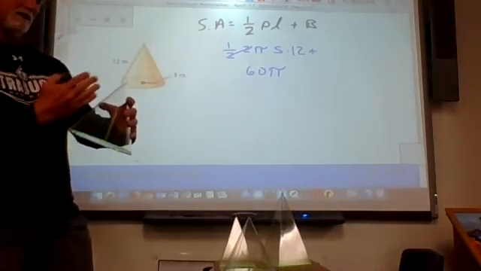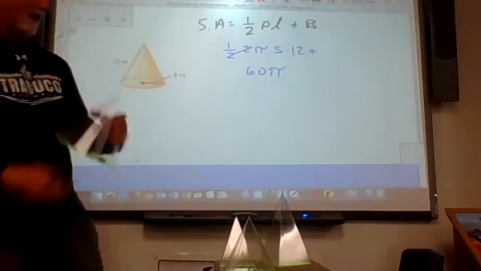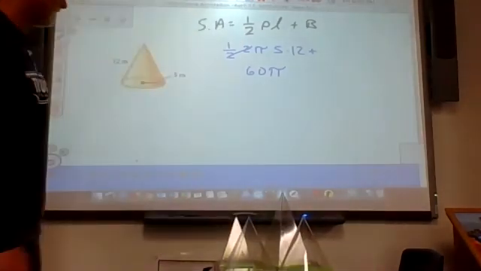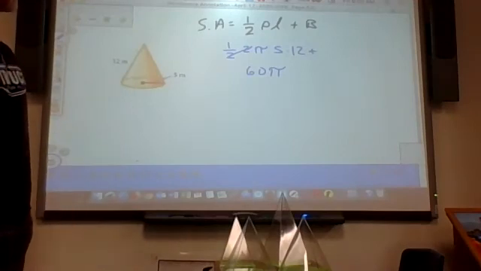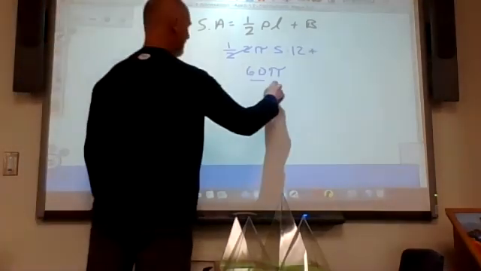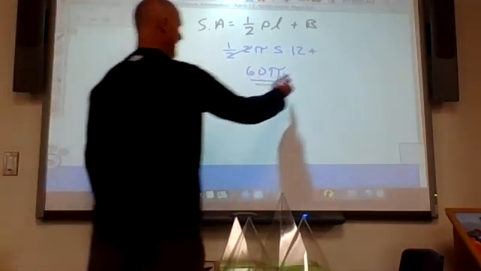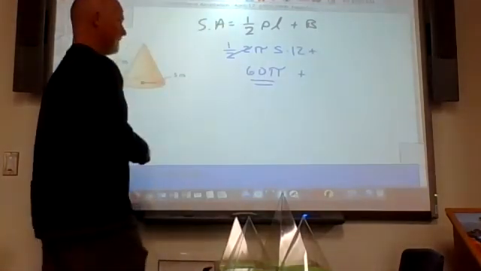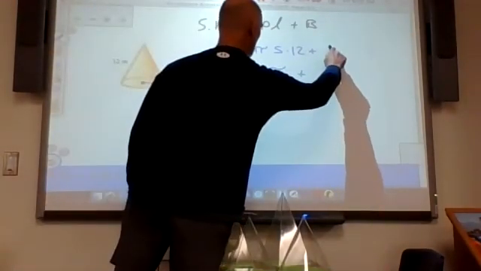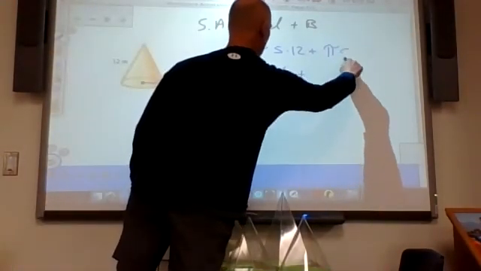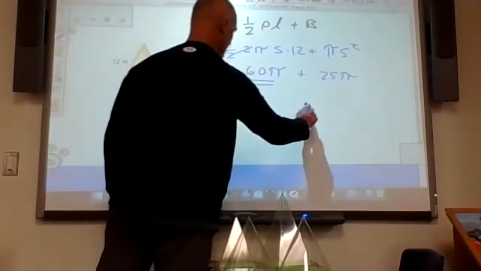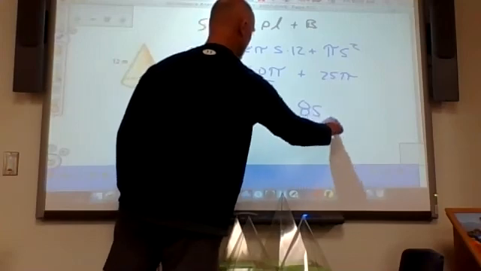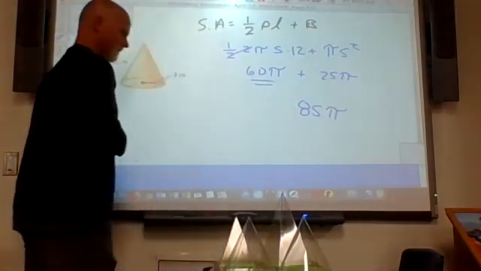If we were to cut this and be able to fold it out, they show you a picture of that in the book. I would encourage you to look at that. It's how they make the cone. And so this would be the lateral area. Now I need to add the base area. That's just simply pi r squared. So that would be pi 5 squared, 25 pi. And so exactly the total surface area is 85 pi.